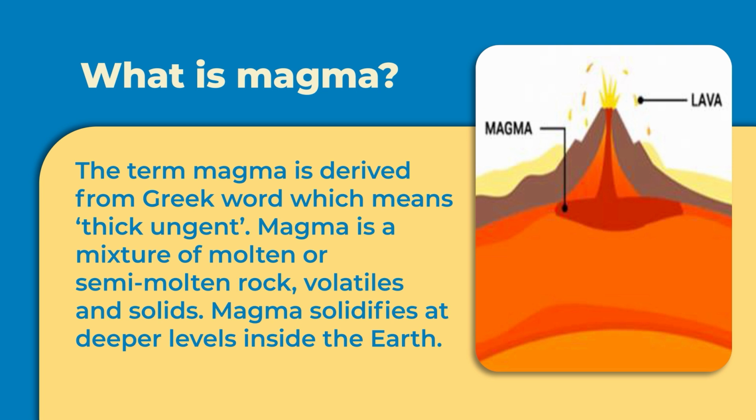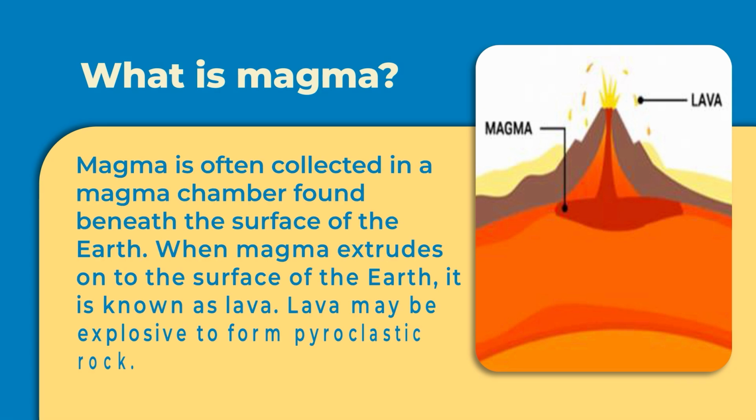Magma solidifies at deeper levels inside the earth, and it is collected in a magma chamber that is found beneath the surface of the earth. When it extrudes on the surface of the earth, it is known as lava. Lava may be explosive to form pyroclastic rocks.